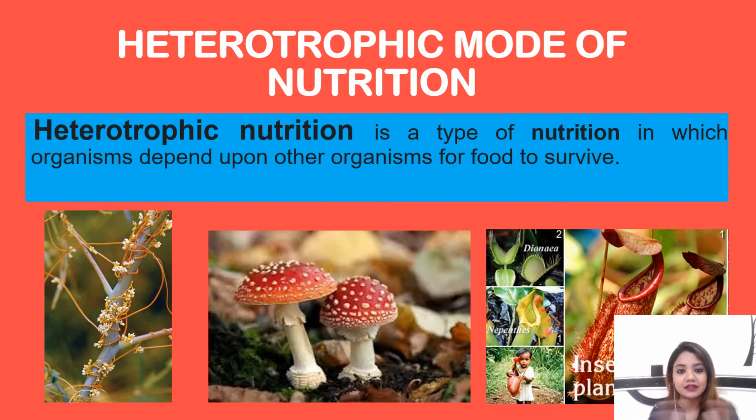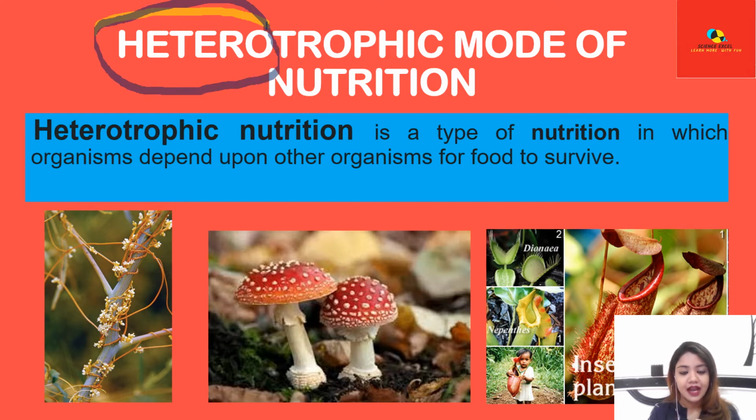Again we'll split this word heterotrophic into two. The first word is hetero. Hetero means others, and trophic means again to feed. So when organisms depend upon other organisms for their food to survive, that means they are not capable of preparing their own food, but depend on other organisms for their food, that kind of nutrition is known as heterotrophic nutrition.